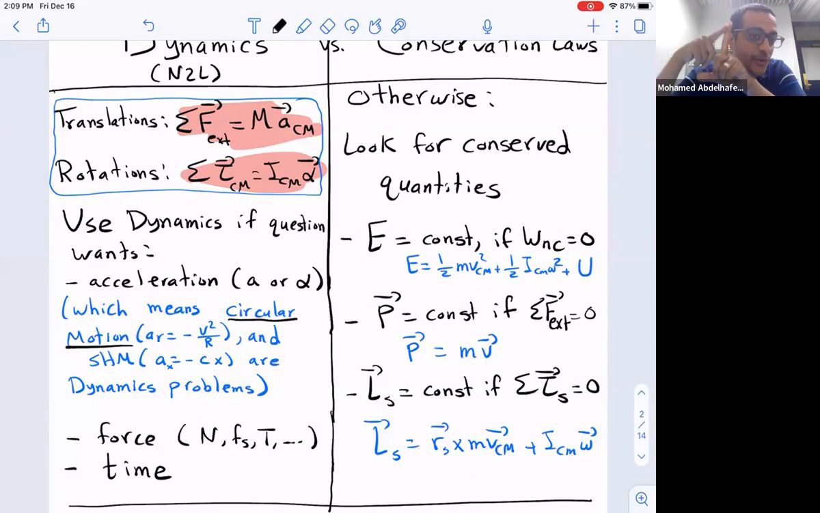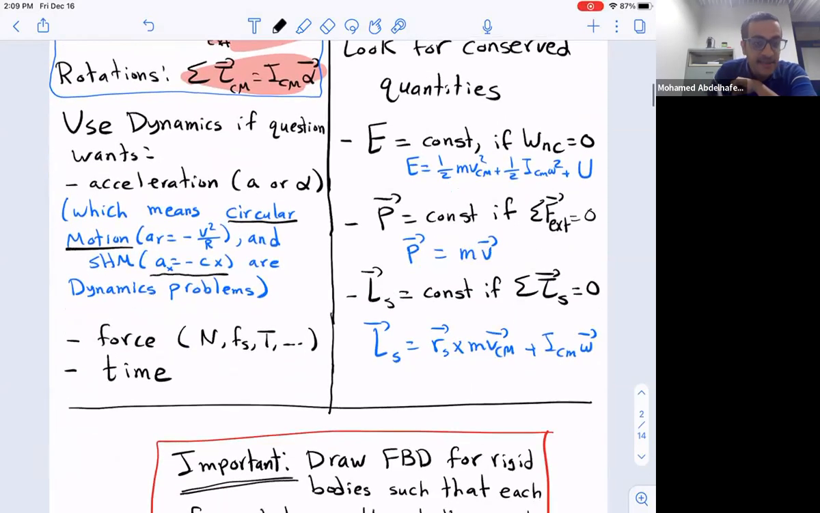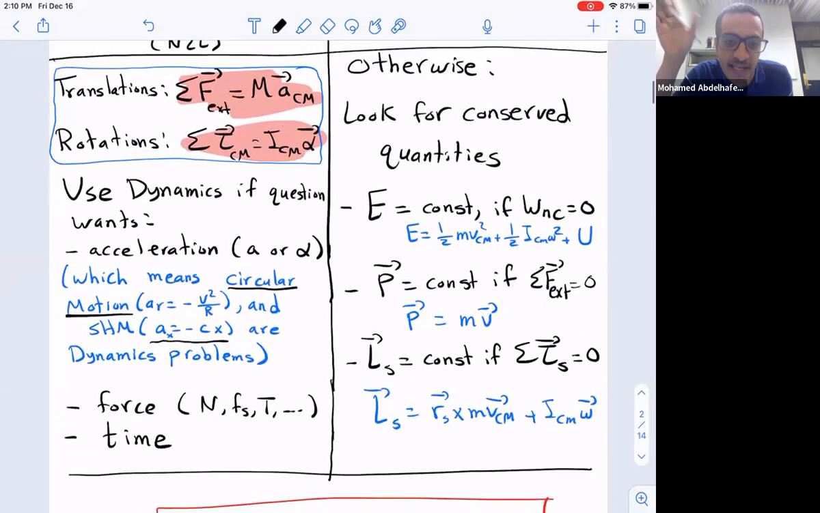Simple harmonic motion is also dynamics, because in simple harmonic motion, the oscillation, your target is to show that the acceleration looks like minus a constant times a position. So again, it deals with the acceleration. Simple harmonic motion deals with acceleration, so it's dynamics. Circular motion is dynamics. So even if the question doesn't ask for the acceleration immediately, simple harmonic motion is dynamics, circular motion is dynamics. Other than that, you think about conservation laws, and we'll talk about it. Any questions?